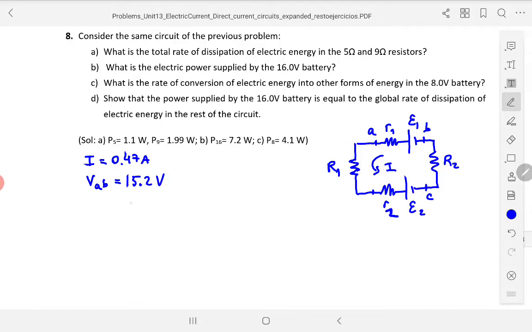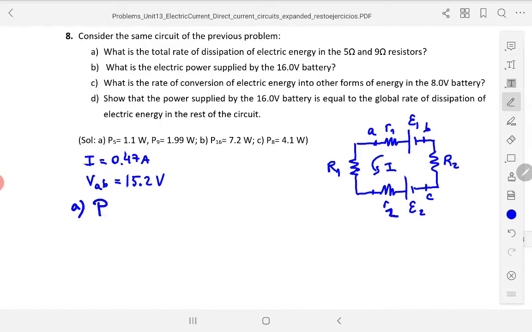And the potential drop between point A and point B in the circuit was 15.2 volts. So the first question we are asked in this problem 8 is what is the total rate of dissipation of electric energy in the resistors big R1 and big R2? So I'm going to call this total rate of dissipation really the power loss. That's what they're asking us.